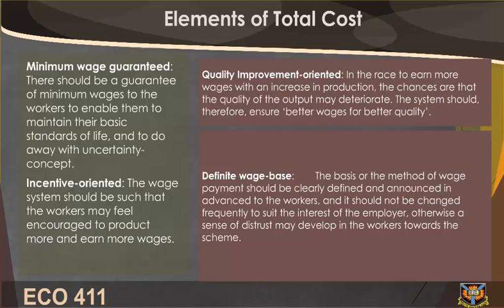Incentive oriented. The wage system should be such that the workers may feel encouraged to produce more and earn more wages. Quality improvement oriented. In the race to earn more wages with an increase in production, the chances are that the quality of the output may deteriorate. The system should therefore ensure better wages for better quality.